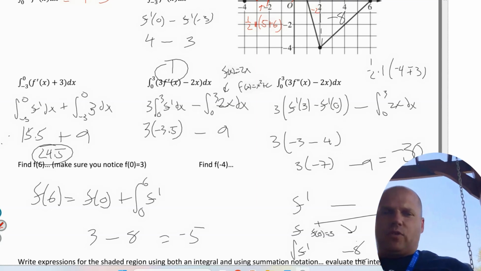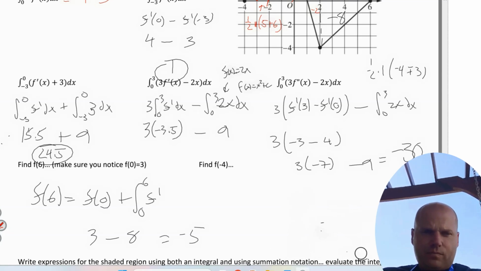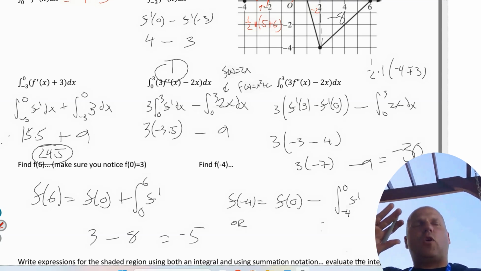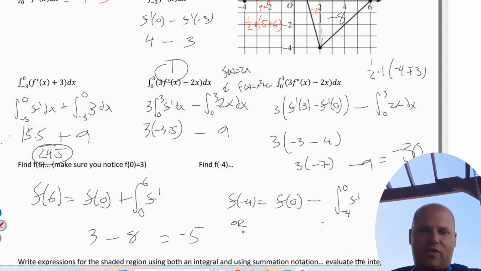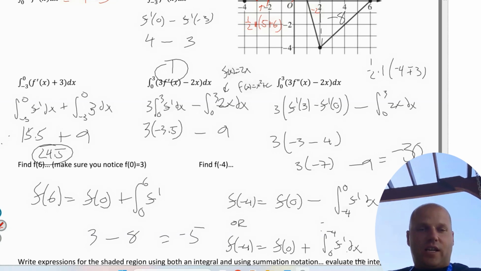Now, what if I have f of 0 as 3 and I want to find f of negative 4? 2 ways. You kind of should be able to figure this out now. Let's see if you can kind of understand this. You could say f of negative 4 equals f of 0 minus the integral from negative 4 to 0. Or understanding that if you go backwards, it's the opposite of going forwards, you could say f of 0 plus the integral from 0 to negative 4, which does go backwards. And you're going to get the same answer.